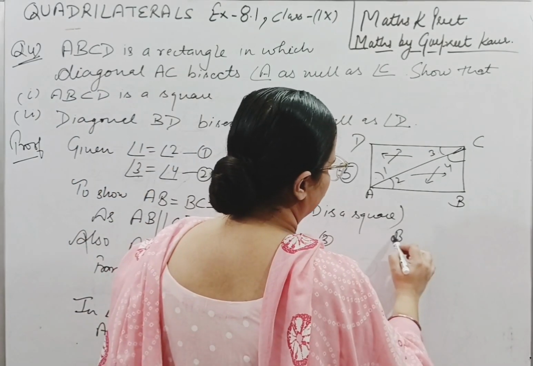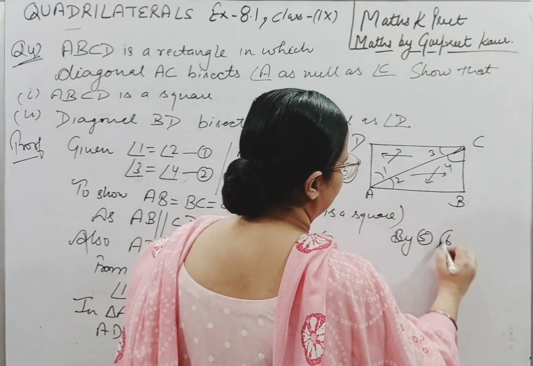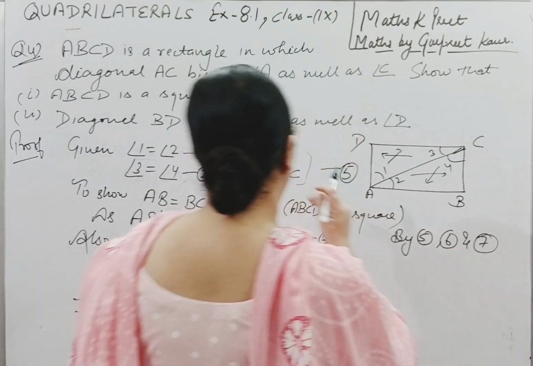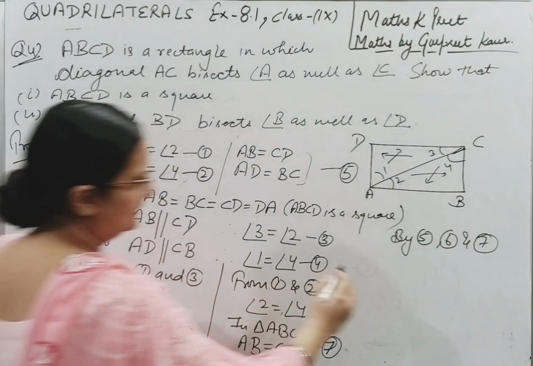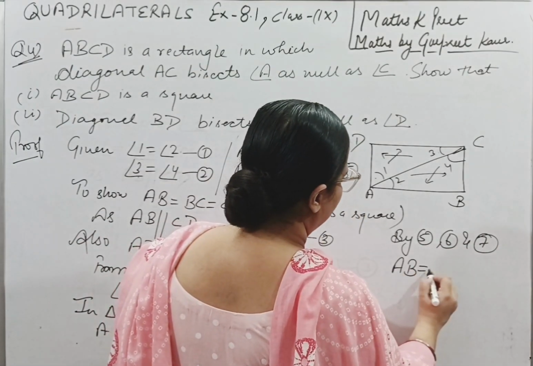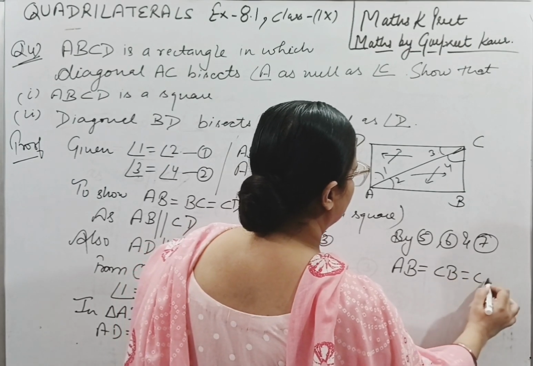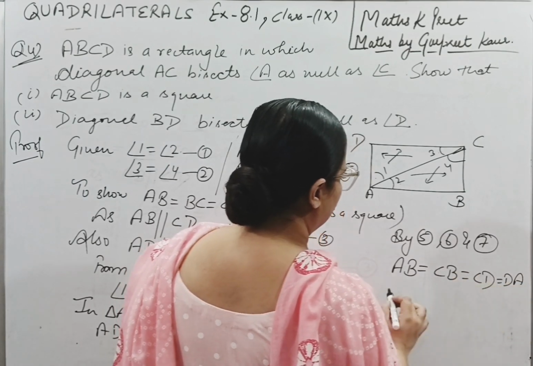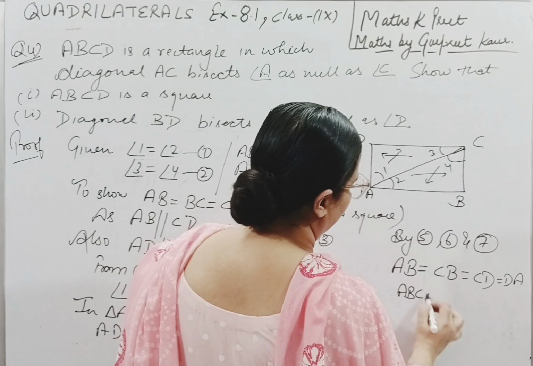Now by using number 5, number 6 and number 7, what I am getting from here, here and here, all the four sides are equal. AB is equals to CB is equals to CD is equals to DA. Therefore, ABCD is a square.